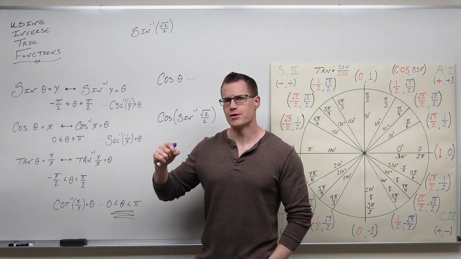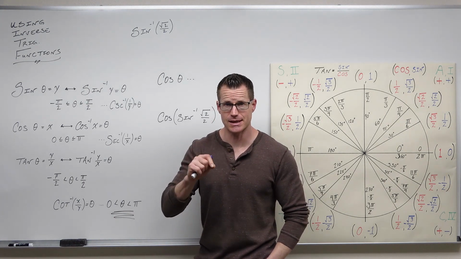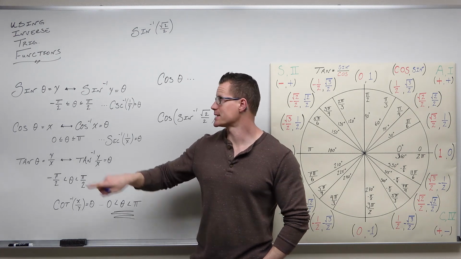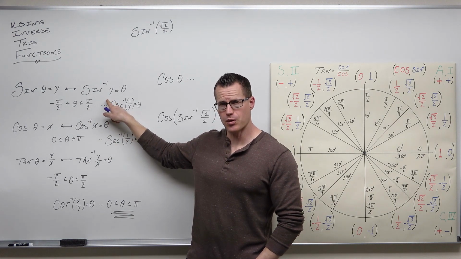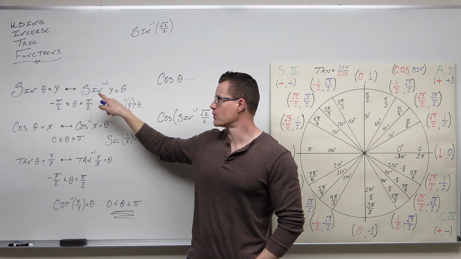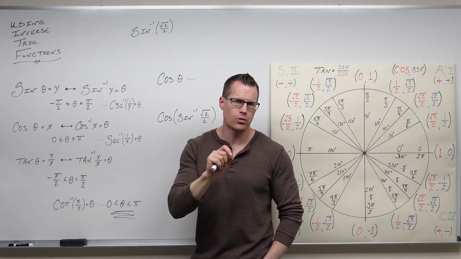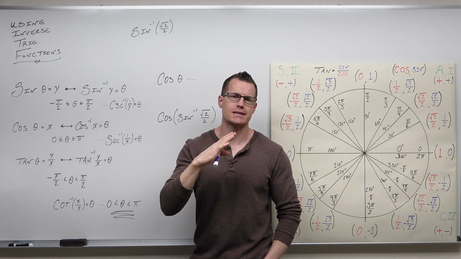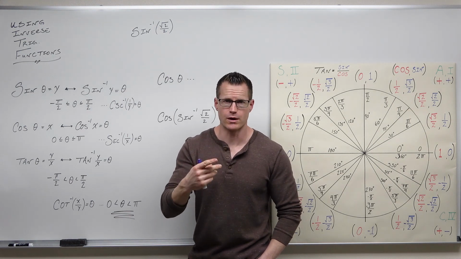So sine inverse of y equals theta says this: if your input is now the y coordinate of some point on the unit circle, sine inverse of that y coordinate is going to give you the angle that creates that point with the y coordinate of whatever it is.